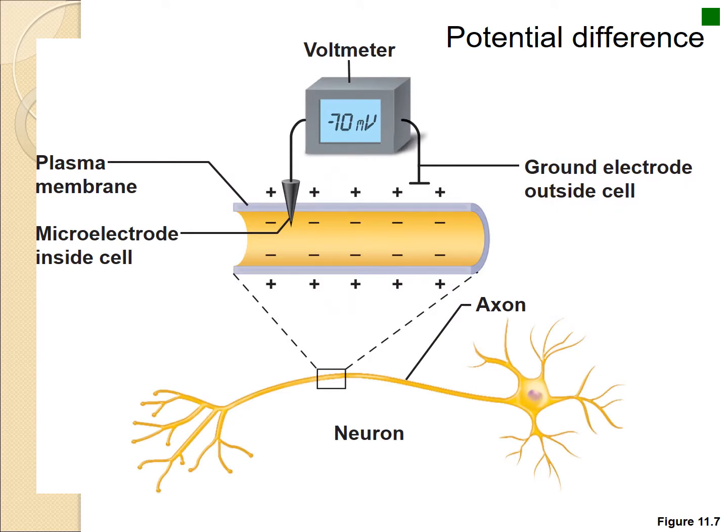Now, think of this as a nerve cell. So we're looking at this thing called an axon on the nerve cell. The inside of the nerve cell is the cytoplasm, and this is showing that it has a negative charge of about minus 70 millivolts. That's a very small charge. That's 70 thousandths of a volt.